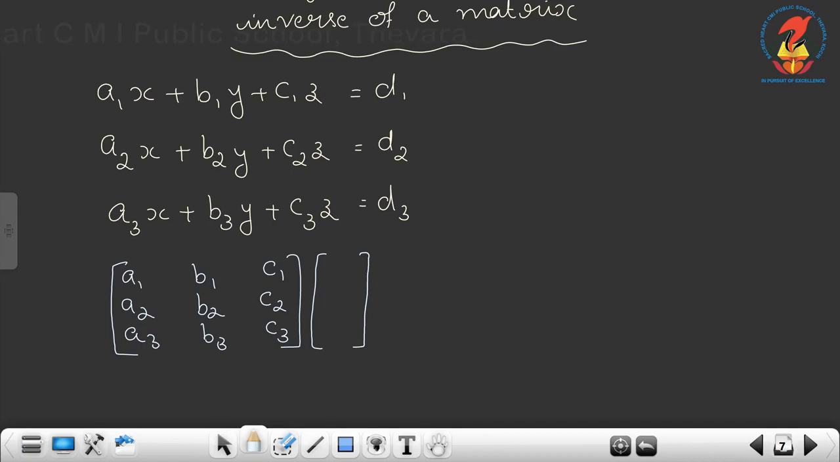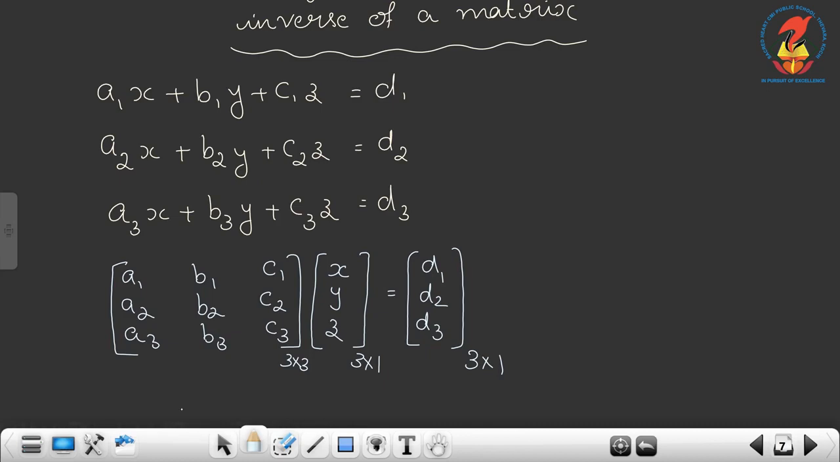Then next is a column matrix. What's a column matrix? A matrix having only one column. So in the column matrix we write the variables x, y and z. Now the right hand side again a column matrix, write the constants d1, d2 and d3. So look here, a 3 by 3 matrix and the order of column matrix is 3 by 1. So we can multiply, the answer will be a 3 by 1 matrix, a column matrix.